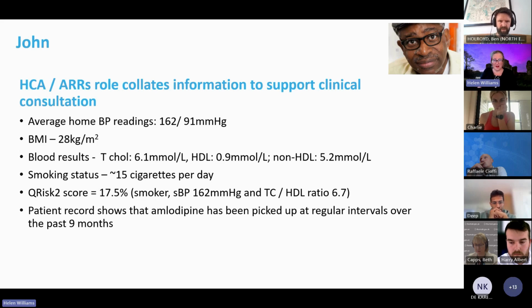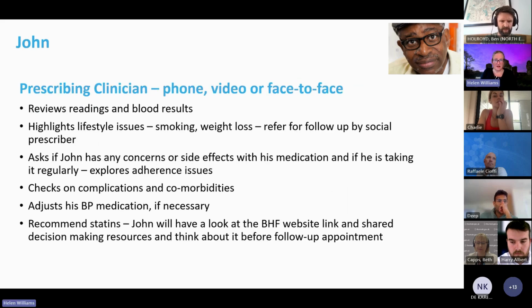With that, we can then calculate a Q risk score, which will help determine whether we need to consider a statin for him. And also checking things like, well, has the patient been picking up their medicine? They're on amlodipine, they have been picking it up, but we can still see that his blood pressure is poorly controlled, he's a little bit overweight. Cholesterol feeding into the Q risk score, we end up with him being a smoker, a Q risk score of 17.5%. So he's in the range for consideration of a statin. And that then means the prescribing clinician can really focus on that medical intervention, because much of all the other issues, lifestyle, etc., have been touched on.